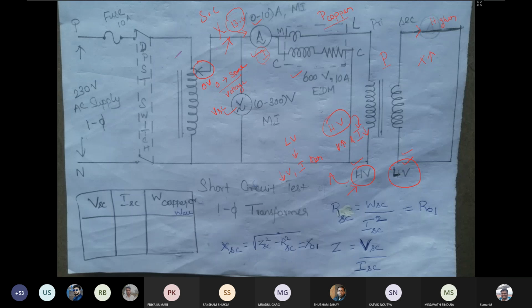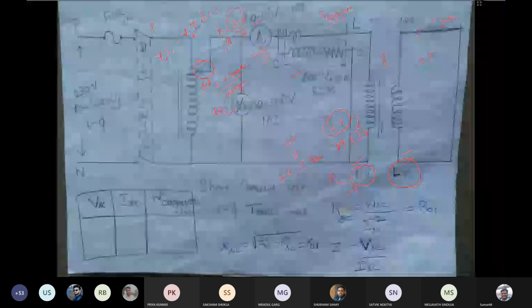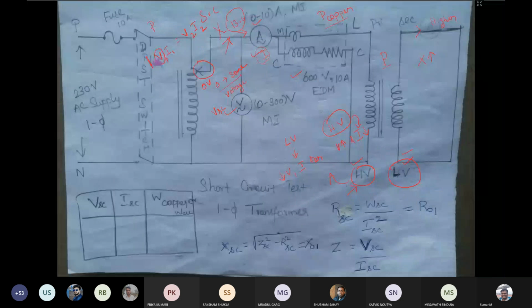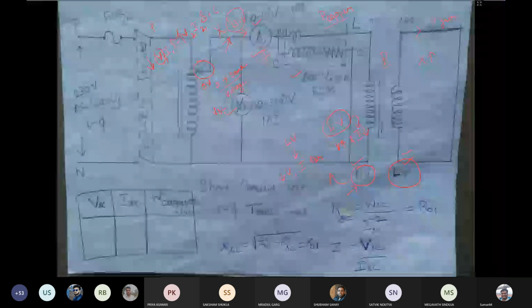Because the transformer is operating at constant power, if the primary power is V into I, then the secondary power is equal to V2 into I2. So in the low voltage winding, the voltage is lesser and the current is higher. In the high voltage winding, the voltage will be higher, then the current will be lesser.